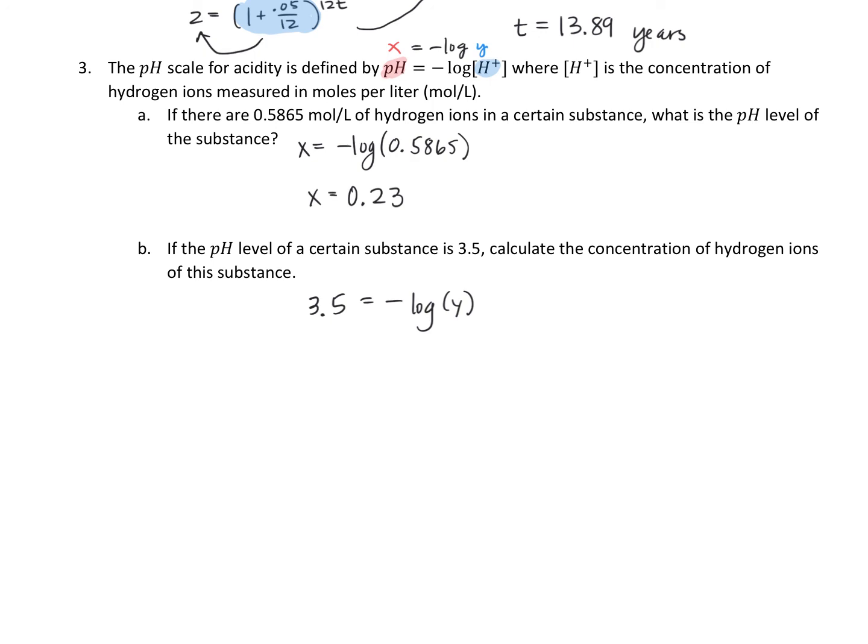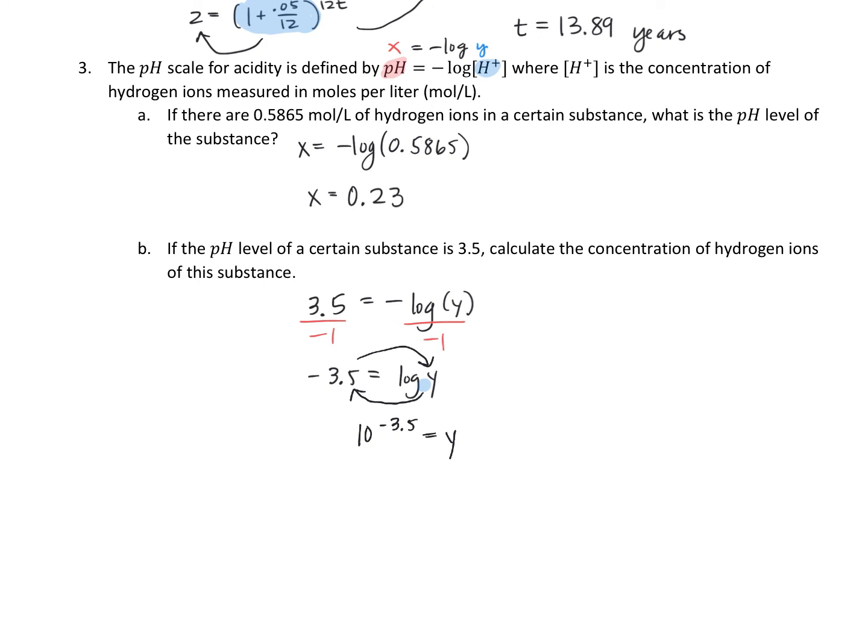So now this is a log equation. So in order to solve this, I really want to rewrite it in exponential form, which means I need to get the log by itself. That negative in front is messing me up. So I'm going to divide both sides by -1, and that will give me negative 3.5 is equal to the log of y. The understood base is 10, so if I want to rewrite it in exponential form, I would have 10 raised to the negative 3.5 is equal to y. And now I can get my answer for y just by finding the answer to 10 to the negative 3.5.